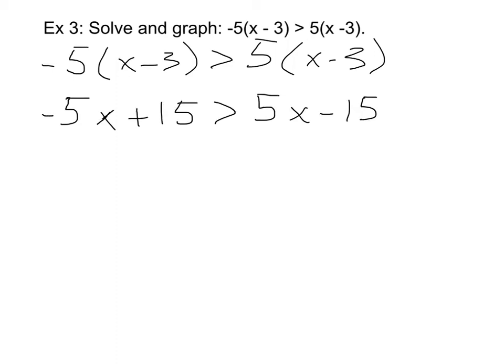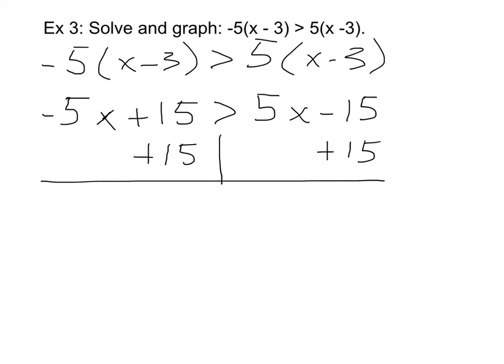Now, from here, what we want to do is get our variables on one side of the inequality and our constants over on the other side. So, what I want to do first is add 15 to both sides. Now, you don't have to, but I'm going to get my numbers on the left-hand side and my variables on the right. So let's go ahead and finish this. We got 5x. 15 plus 15 is going to get us 30. And on the right-hand side, we get 5x.